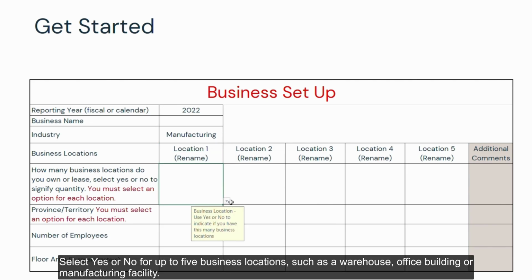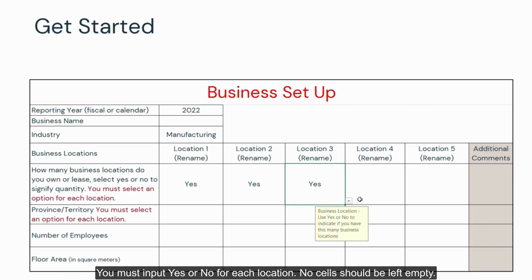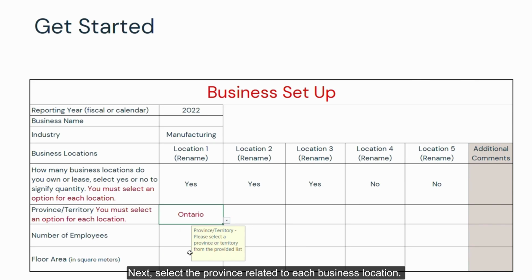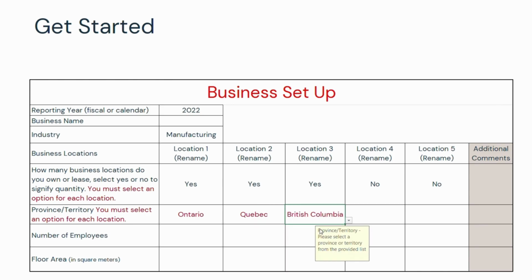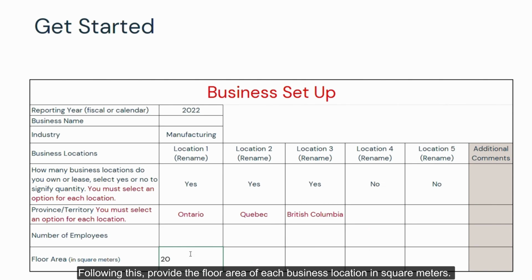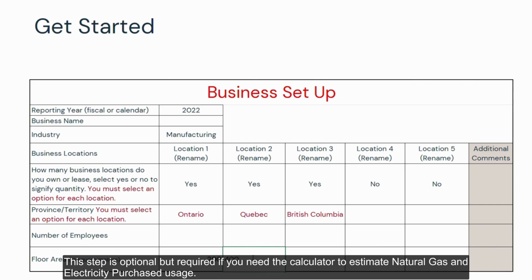Select yes or no for up to 5 business locations, such as a warehouse, office, or manufacturing facility. You must input yes or no for each location. No cells should be left empty. Next, select the province related to each business location. Following this, provide the floor area of each business location in square meters. This step is optional, but required if you need the calculator to estimate natural gas and electricity purchased usage.